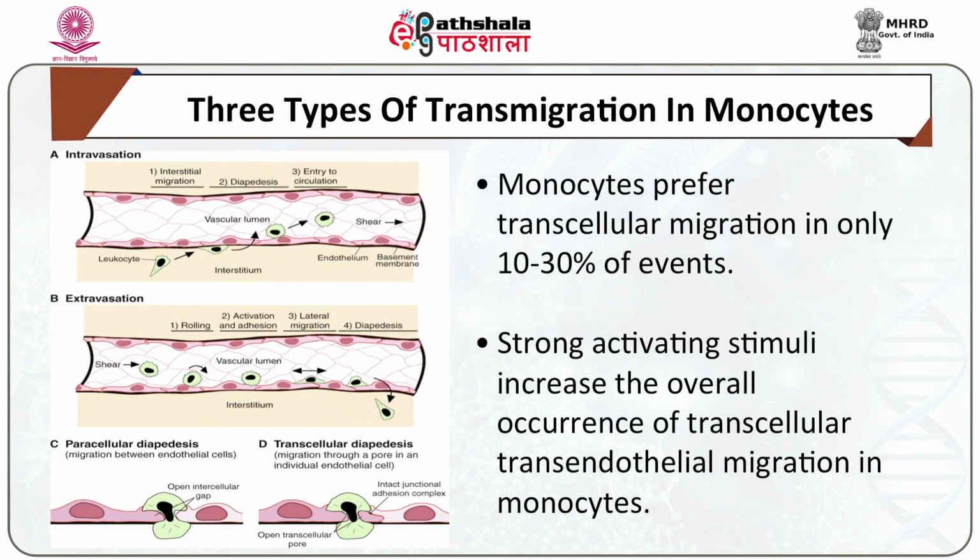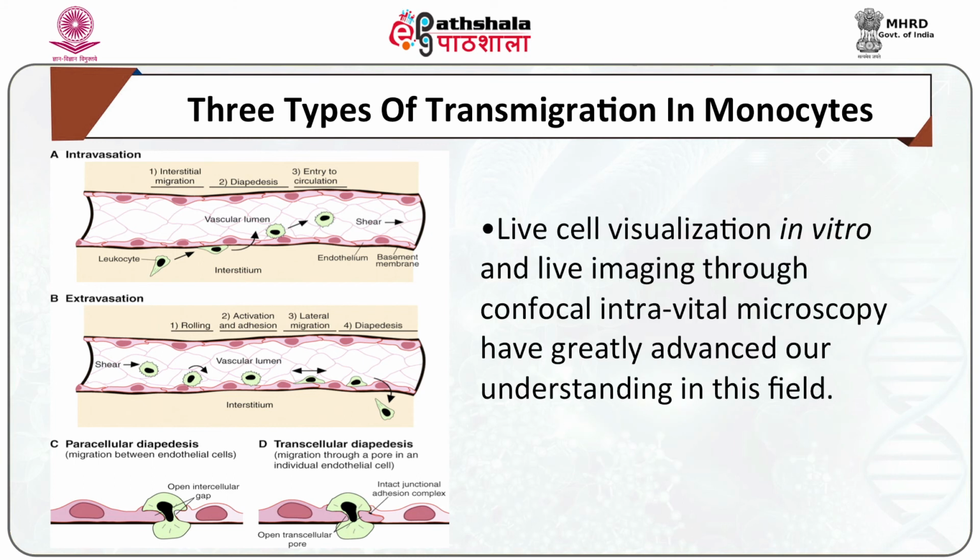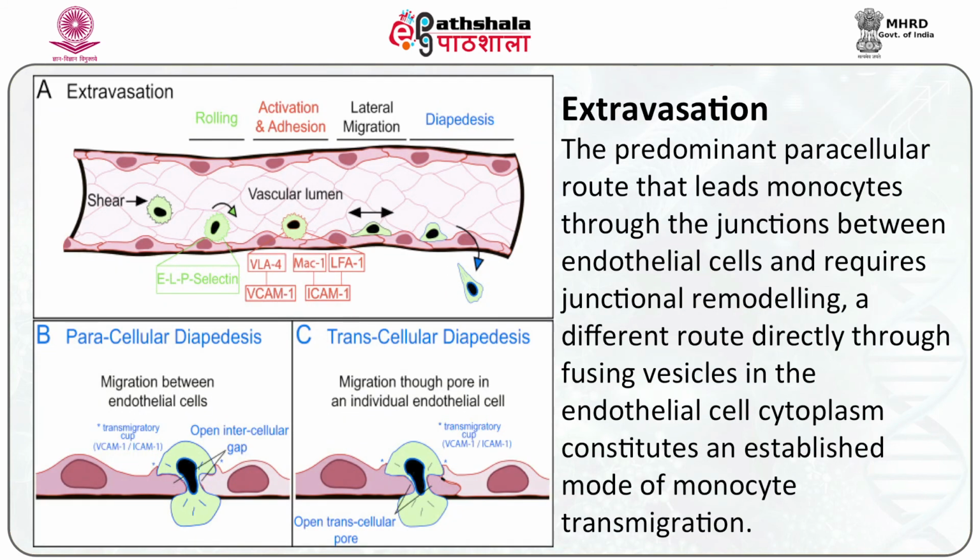So, two types of migration have been seen in monocytes, as the monocytes prefer transcellular migration in only 10 to 30% of the events. There are strong activating stimuli that increase the overall occurrence of the transcellular transendothelial migration in monocytes. Live cell visualization in vitro and live imaging through confocal intravital microscopy have greatly advanced our understanding in this field. The predominant paracellular route leads monocytes through the junctions between endothelial cells and requires junctional remodeling, while the transcellular route goes directly through fusing of the vesicles in the endothelial cell cytoplasm, constituting an established mode of monocyte transmigration.